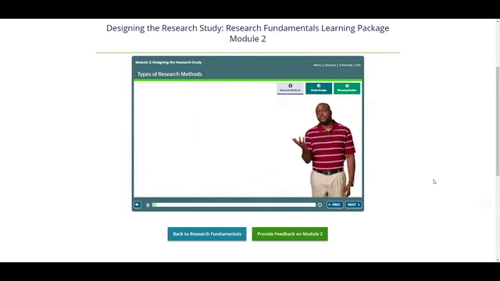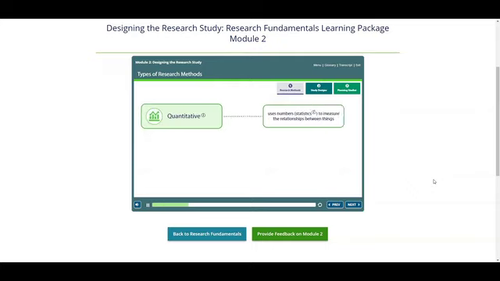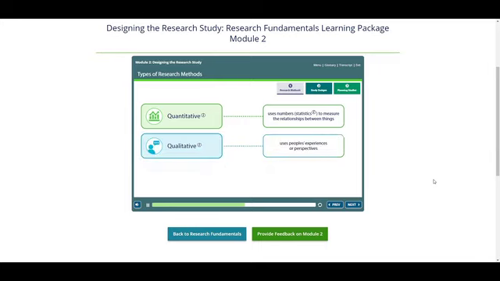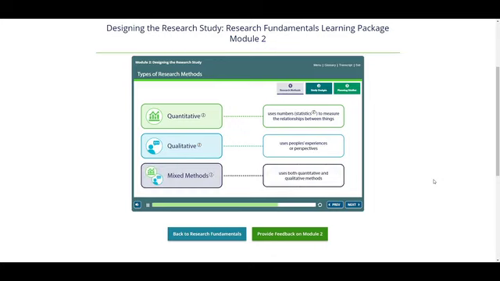There are three main types of research methods. Quantitative methods use numbers, also called statistics, to measure the relationship between things. Qualitative methods use people's descriptions of their experiences or perspectives to answer questions. Some research teams use both, which is called mixed methods.